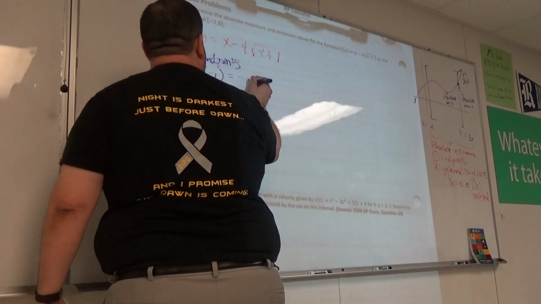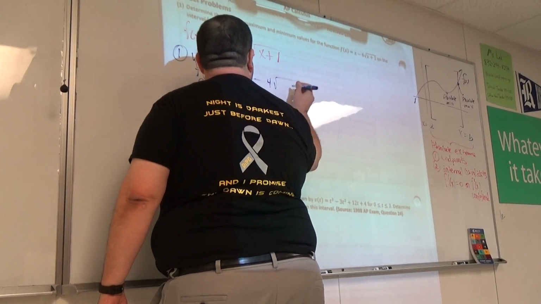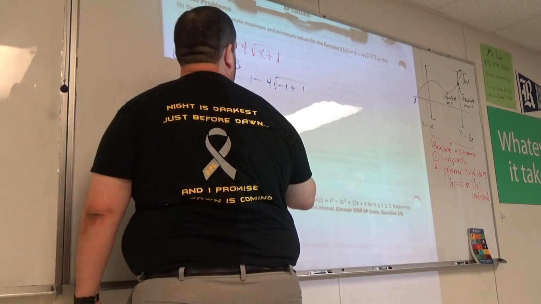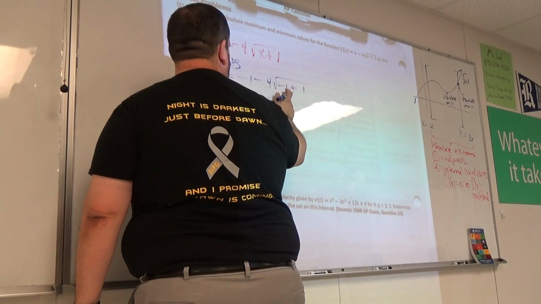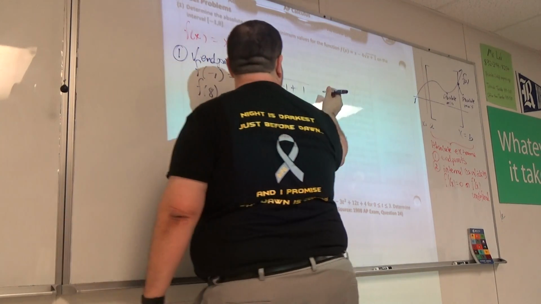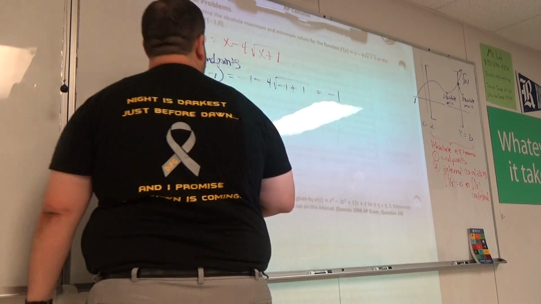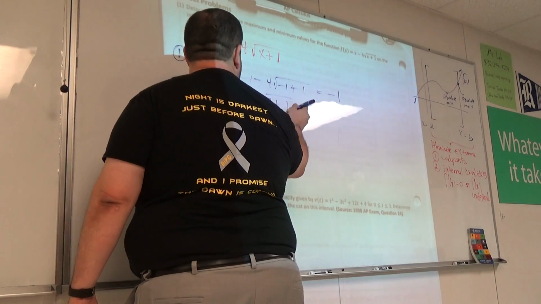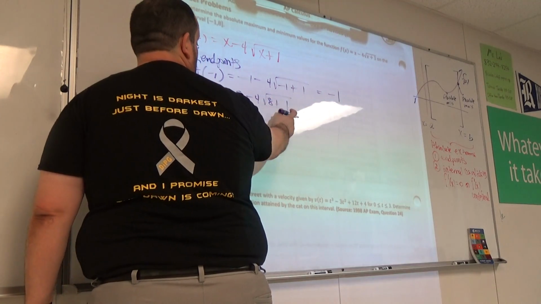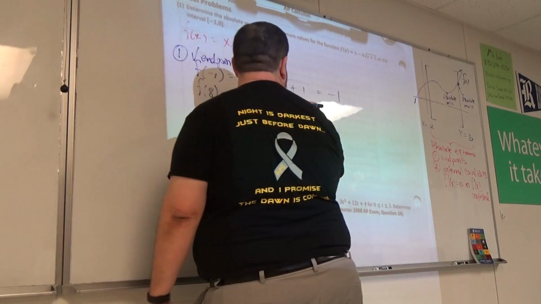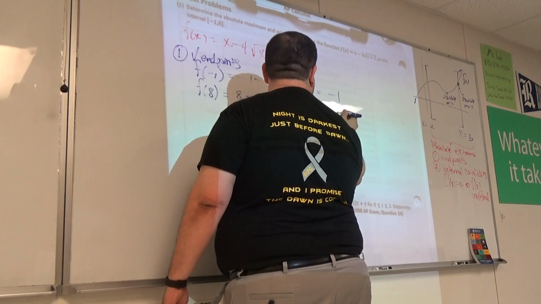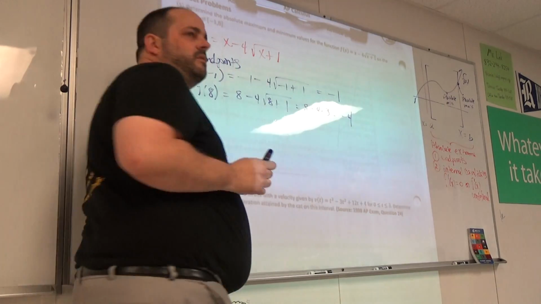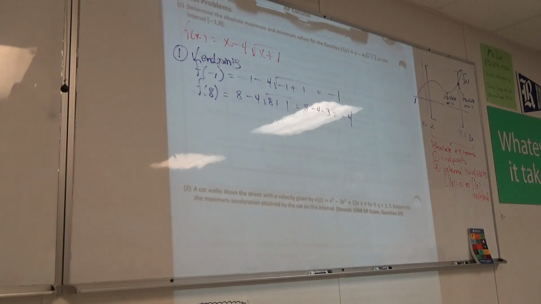So this is going to be negative 1 minus 4 times the square root of negative 1 plus 1. That's what, 0. Square root of 0 is 0. I think I've got negative 1. F of 8 is 8 minus 4 times the square root of 8 plus 1. 8 plus 1 is 9. Square root of 9 is 3. I think we've got negative 4. Those are the endpoints of the function.